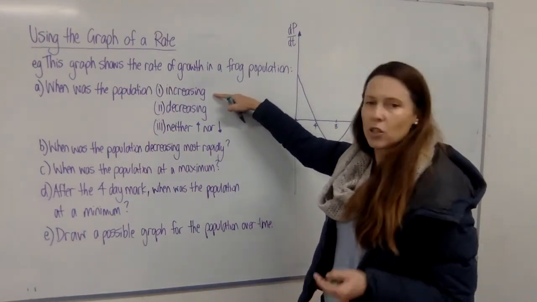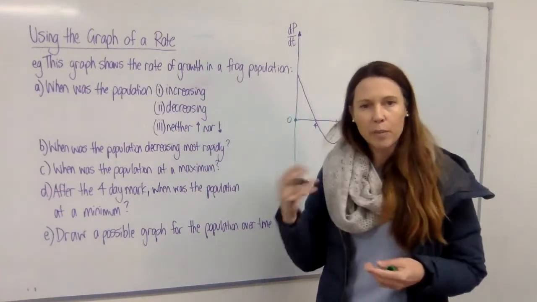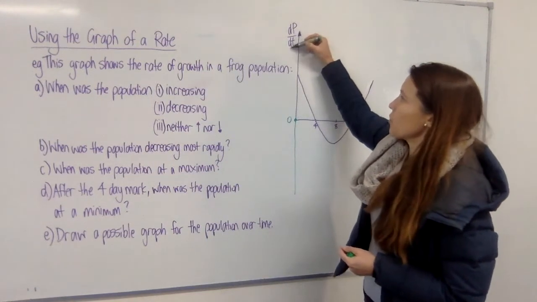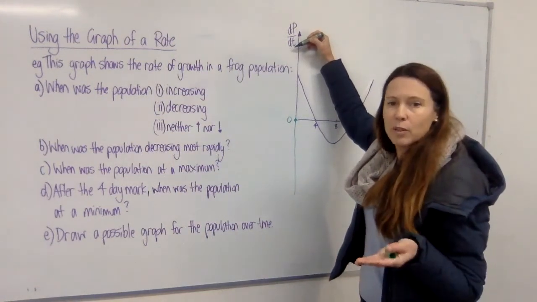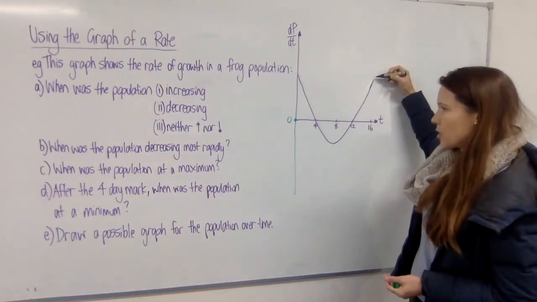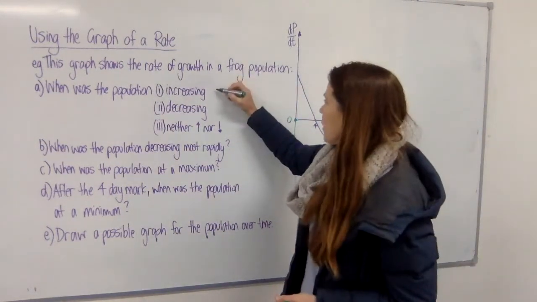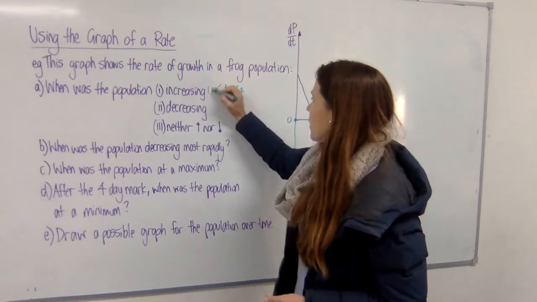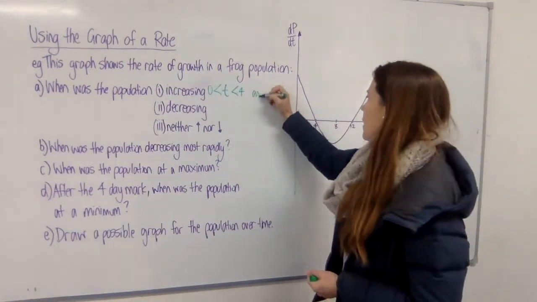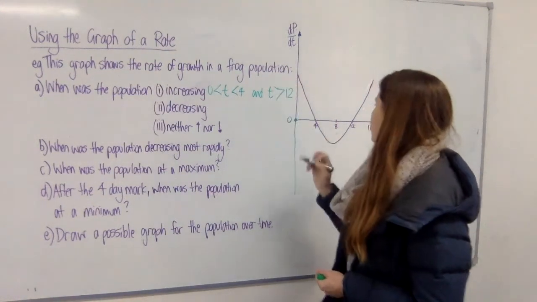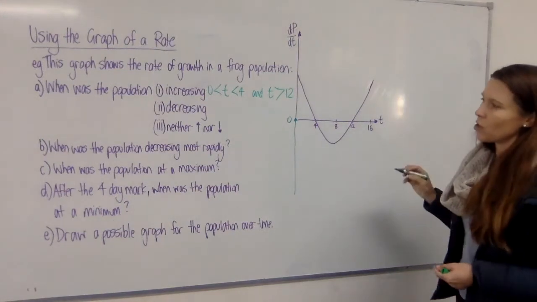When was the population increasing? Well, for a population to grow, the change in the population with respect to time has to be positive. And it's actually positive for this whole section here and this section here. So I'd say the population is increasing when t is between 0 and 4 and when t is greater than 12, because that's when we've got a positive section on the graph.